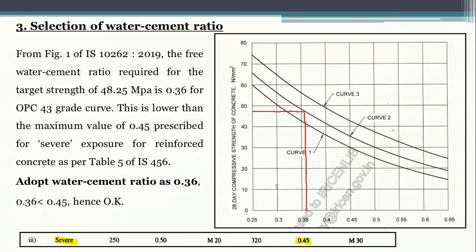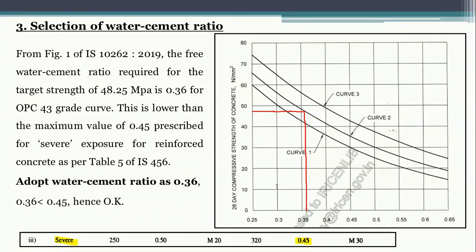Then after touching the curve, you have to drop that line vertically so that it touches the water cement ratio on the x-axis. I have shown a vertical red line, which lies between 0.35 and 0.4, so approximately I have taken it as 0.36. So the water cement ratio from the water cement ratio curve is 0.36.